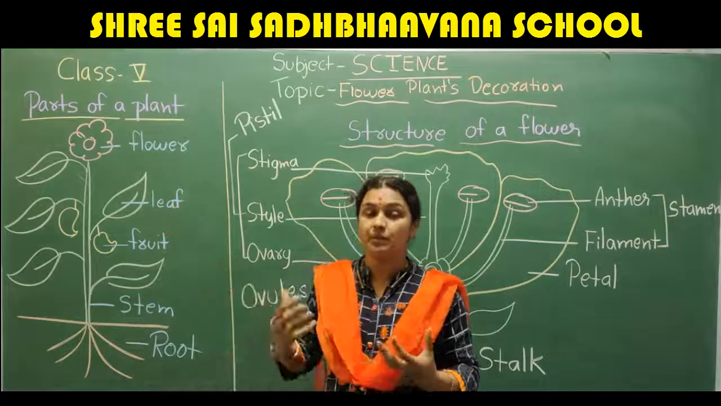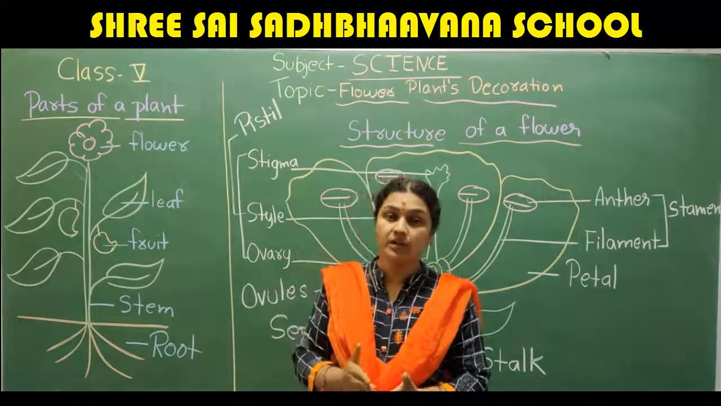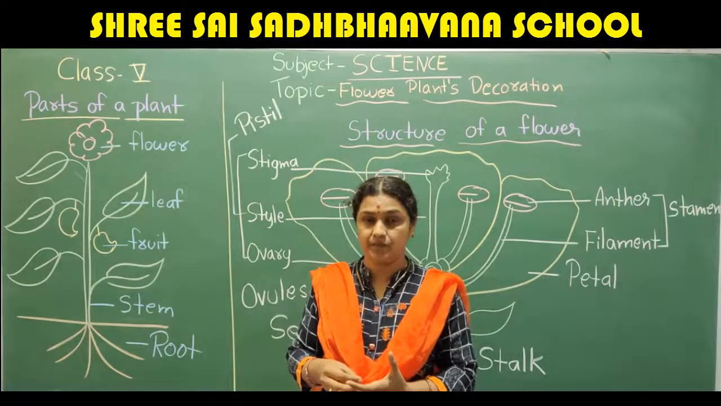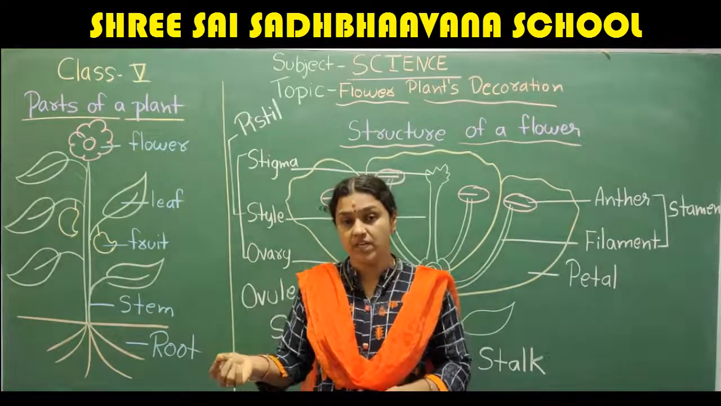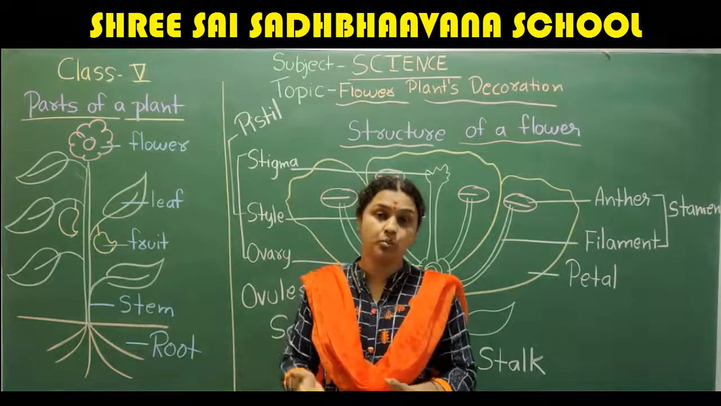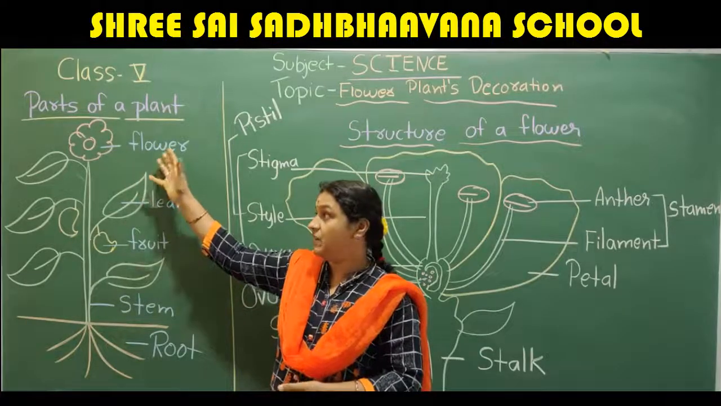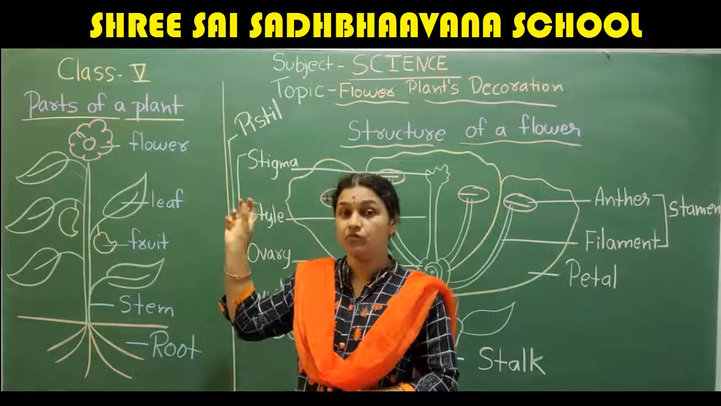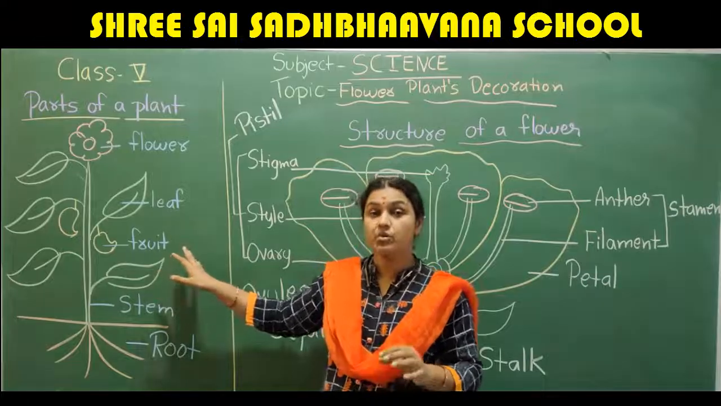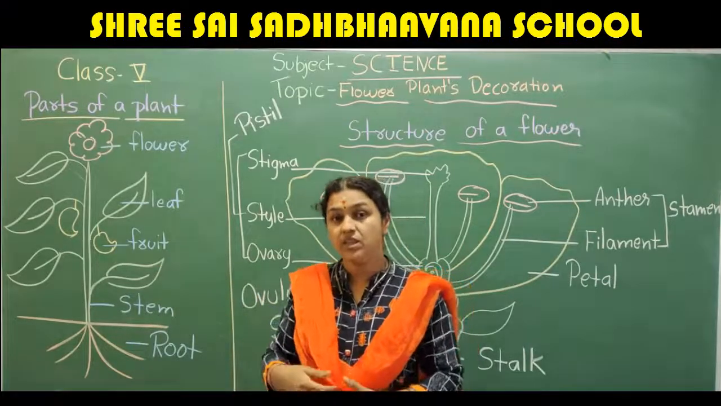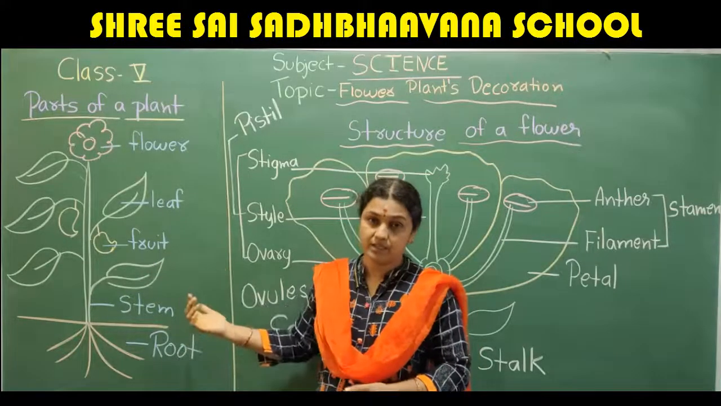The fruit is the one that bears the seed. You have seen many fruits. When you cut one, you can see a lot of seeds inside. So the fruit is the one that bears the seed. With the help of the seed, we can grow new plants. Then comes the flower, which is very colorful and very attractive in the plant. Now, the flower is a very important part of a plant because the flower is the one that will help in the reproduction of a new seed. How? We will learn that.